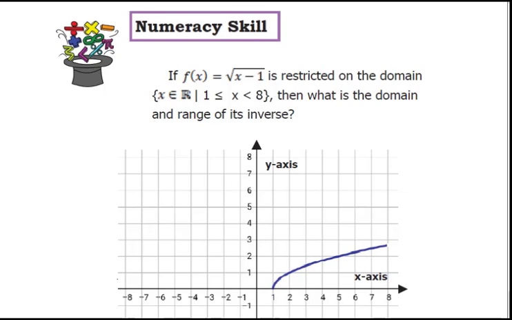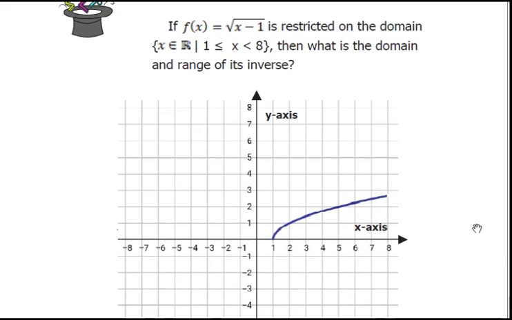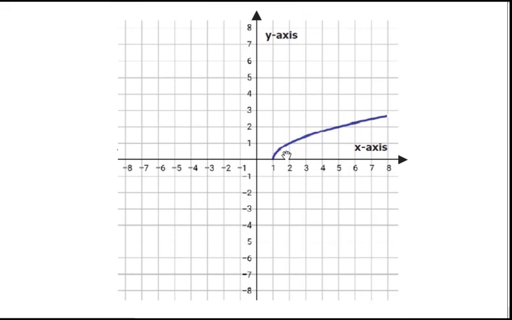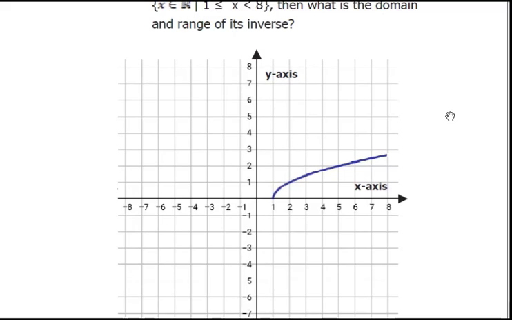Next, for the numeracy scale, we have a problem here. It says if f of x is equal to the square root of x minus 1 and it is restricted on the domain, the set of all x's, an element of the real numbers, such that 1 is less than or equal to x and x is less than or equal to 8, then what is the domain and range of its inverse? Here's the graph. It's just part of the graph.